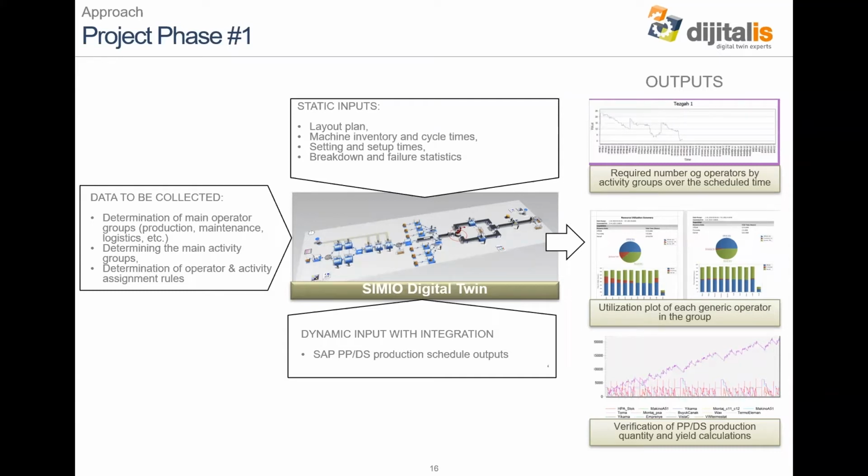There, they would see the required number of operators by activity groups. They would see the utilization of each generic operator. And of course, this will be a nice tool to validate the results of the scheduling software.